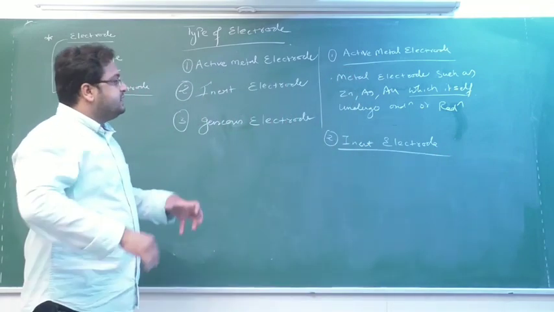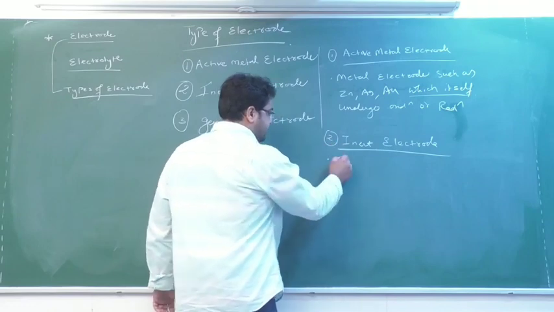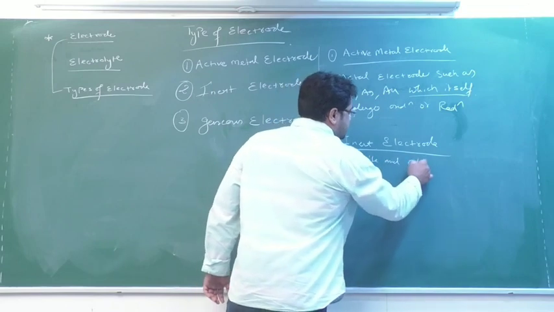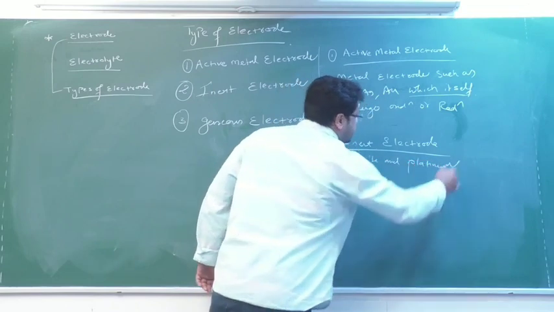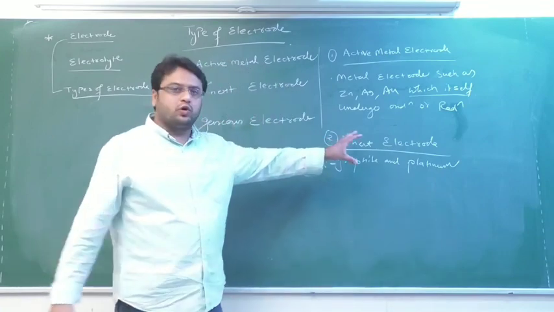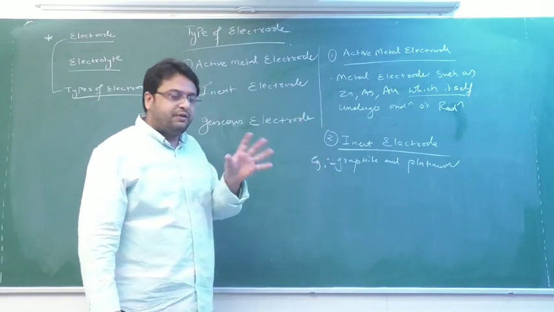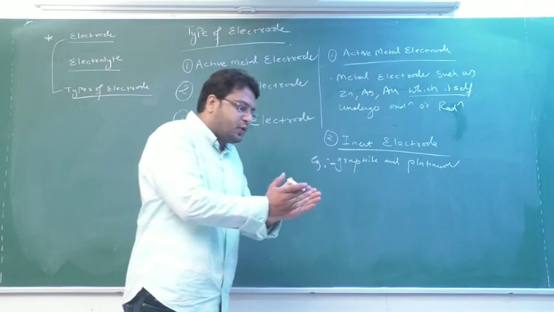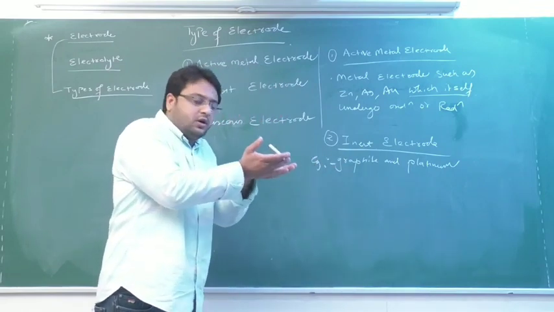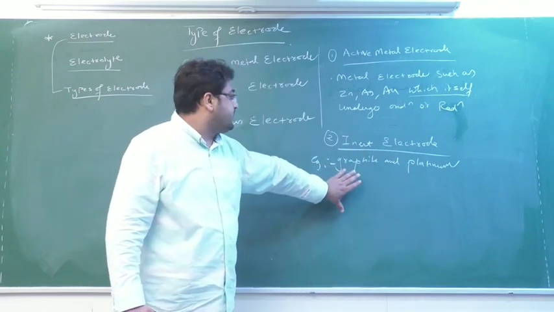Inert electrode means what? If you write two best examples, first remember the two best examples: graphite and platinum. An inert electrode will also provide a place for oxidation and reduction, but it will not undergo them itself. It will just provide the space, telling the metal to get oxidized or reduced. After the reaction, the change in mass will not take place.